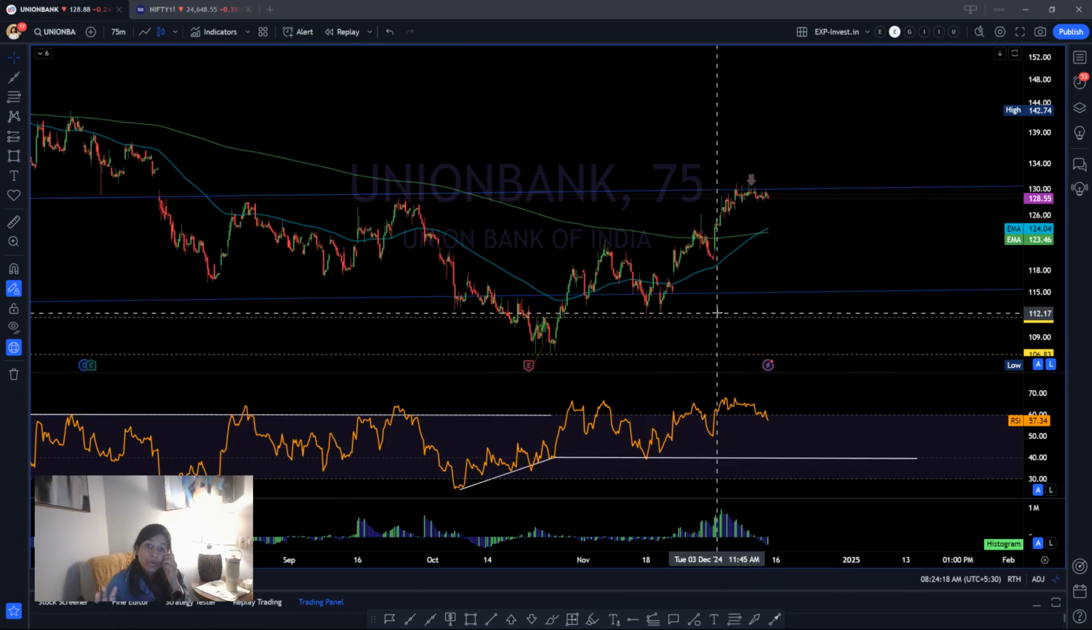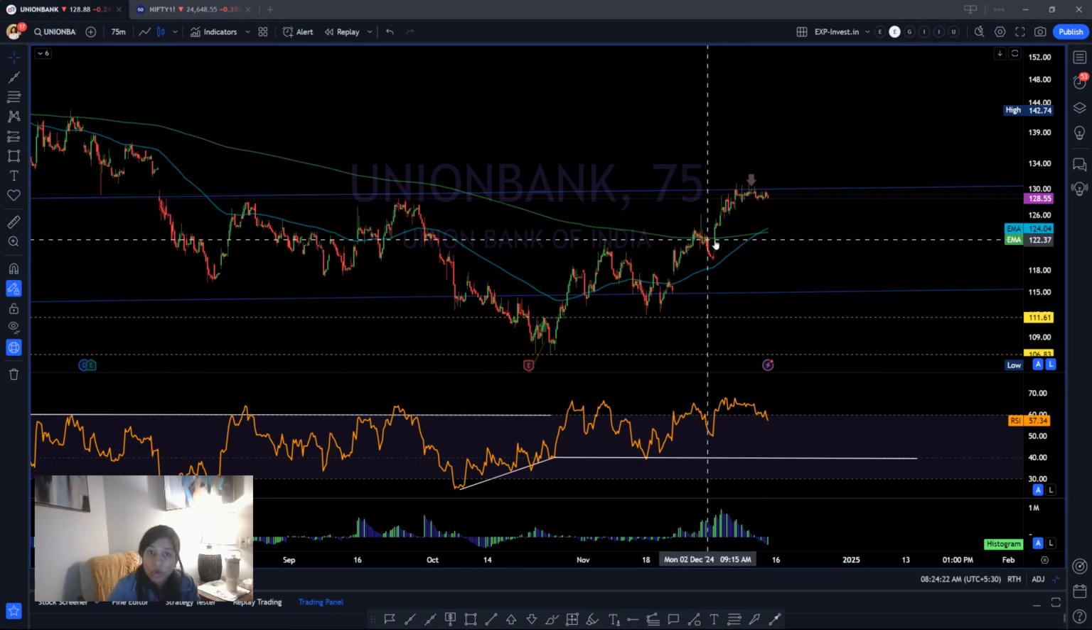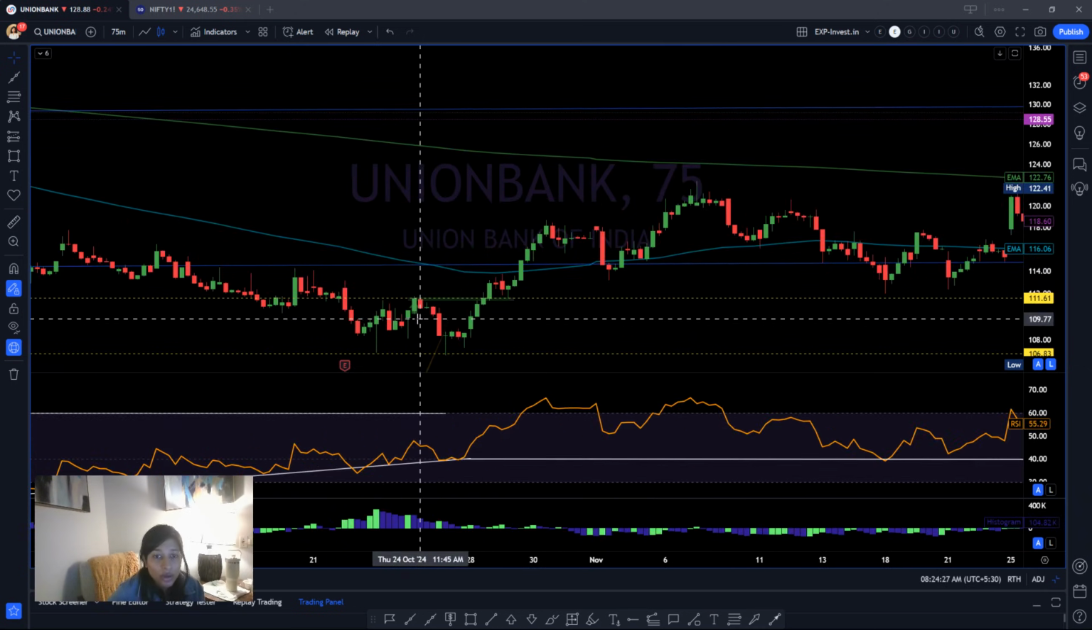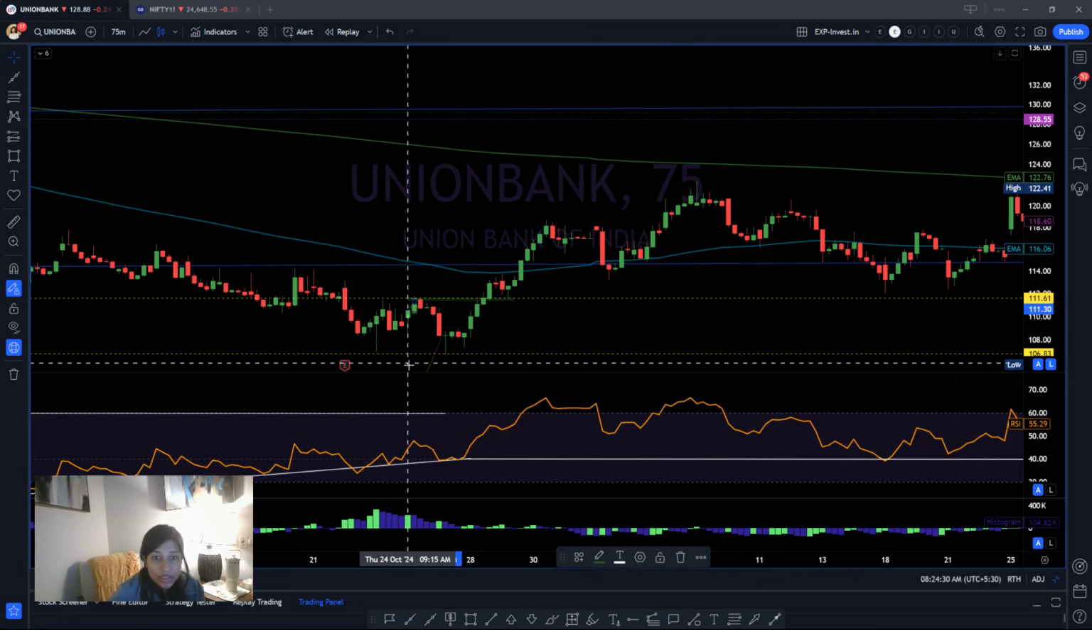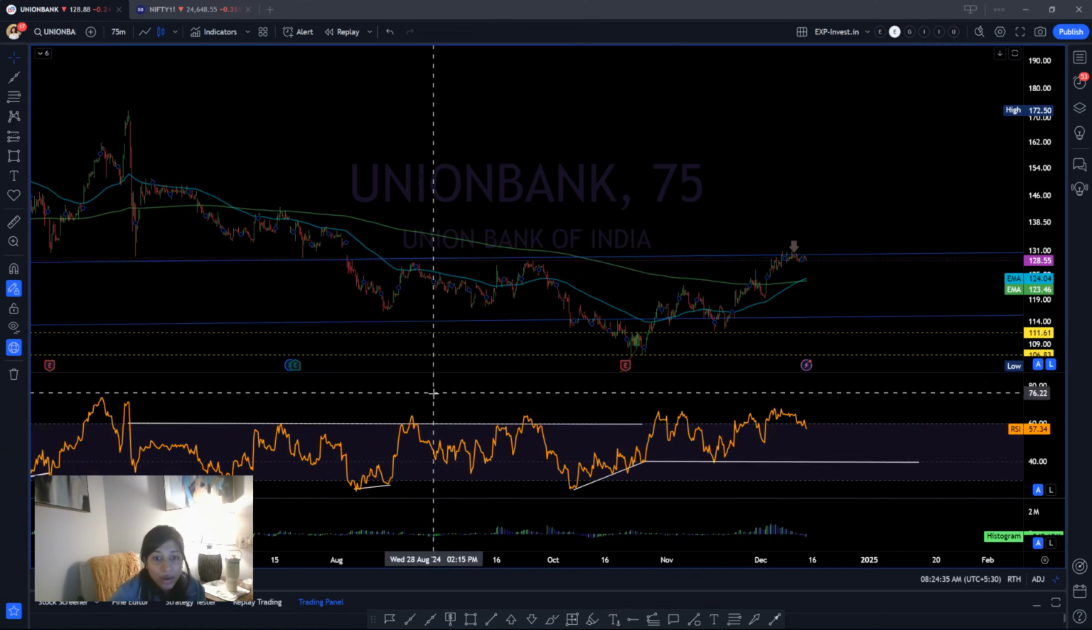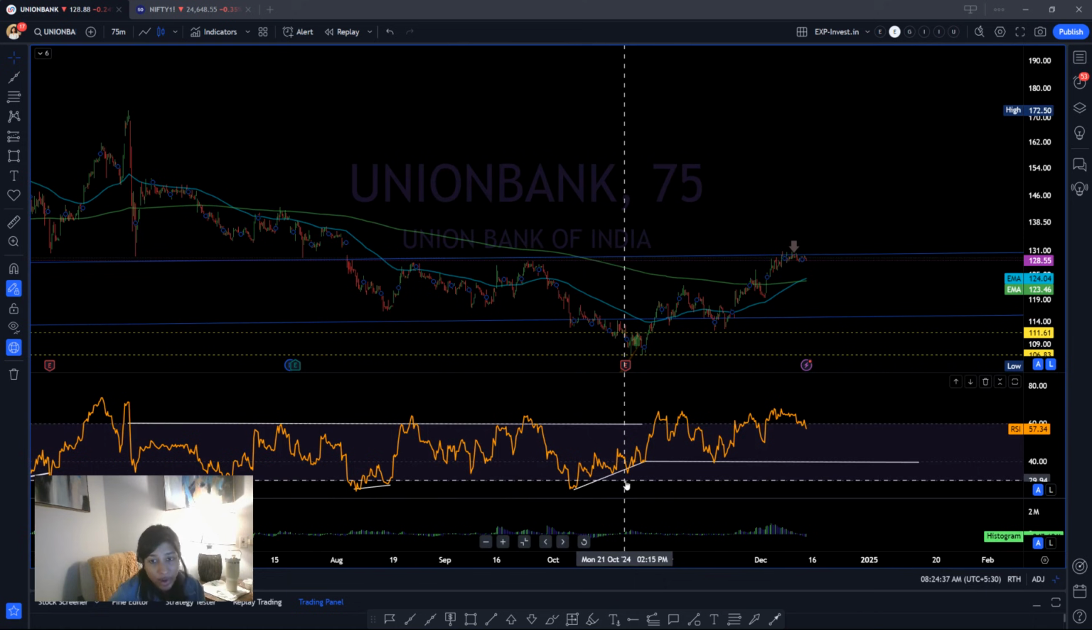So let's take this example of Union Bank, where a positive divergence in 75-minute time frame had shown up, and I want to show you how I traded this stock. So on 24th October here, you can see this is a green arrow if you're able to notice. This is where I made a note of this positive divergence.